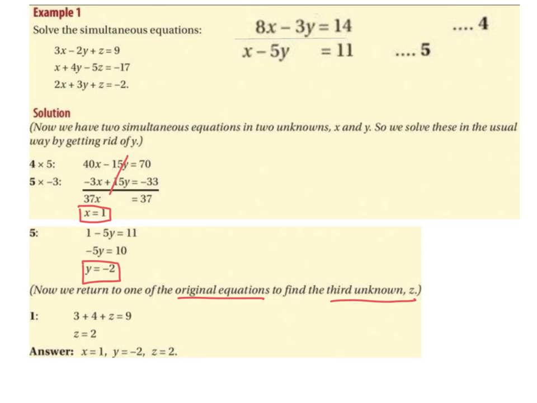So 3 plus 4 is 7, and 9 minus 7 is going to be 2, so z is equal to 2. So our final answer is x is equal to 1, y is equal to minus 2, and z is equal to 2.